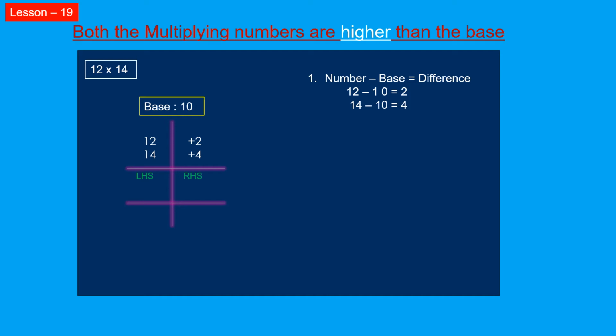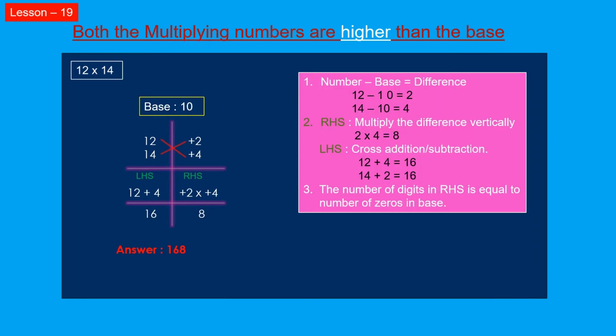Next, you get your answer in two parts, RHS and LHS. In RHS, you multiply the difference vertically. 2 times 4 equals 8. And in LHS, you do cross addition. 12 plus 4 is 16 and 14 plus 2 is again 16. So in LHS, you can write either one of them. 12 plus 4 is 16. You combine your LHS and RHS to get your answer, 168.